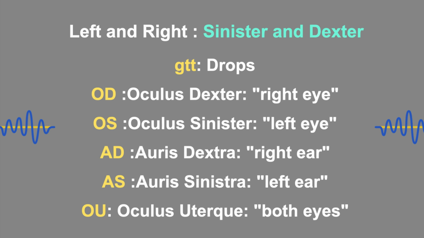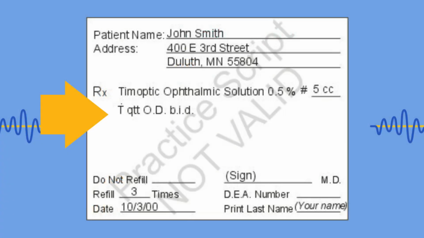OU, oculus uterque. In some cases, you might also come across the abbreviation OU, which stands for oculus uterque, meaning both eyes in Latin. This is used when the same prescription applies to both eyes. Let's take a look at the sample prescription.